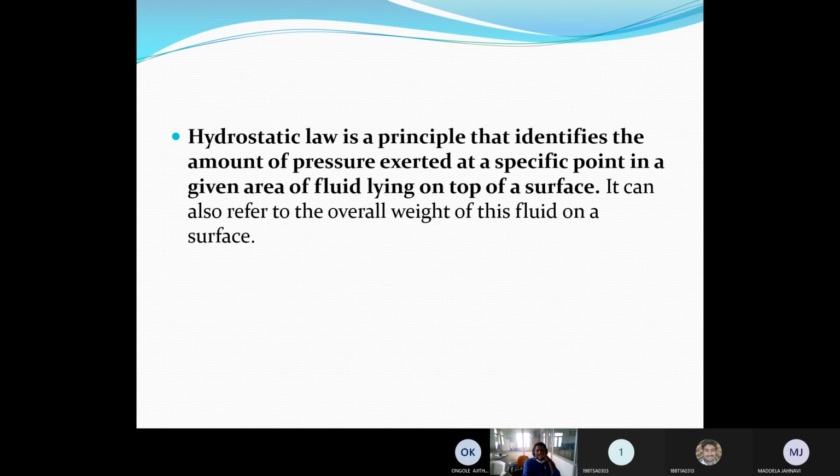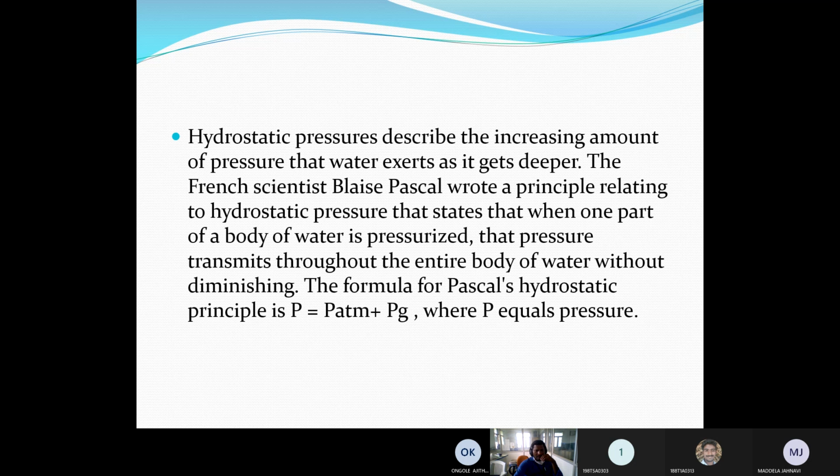Hydrostatic law is the principle that identifies the amount of pressure exerted at a specific point in a given area of fluid lying on top of a surface. It can also refer to the overall weight of the fluid. Hydrostatic pressure describes the increasing amount of pressure that water exerts as it gets deeper.